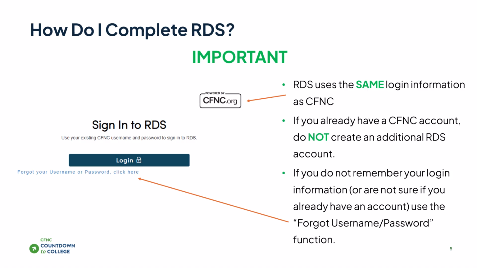If you do not remember your login information for CFNC, or maybe you just created an account a couple years ago and you don't remember if you have one or not, you can just click that forgot your username or password option right there under the login section. If you know that you do not have a CFNC.org account, then you can just go to CFNC.org and create one. It's a very quick and simple process.